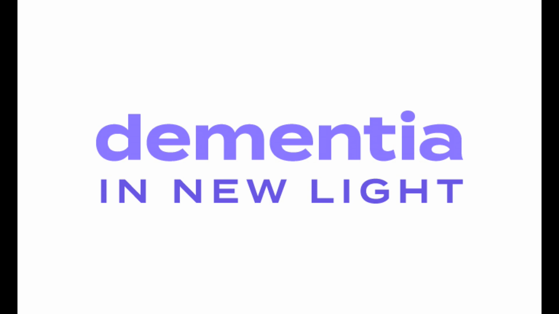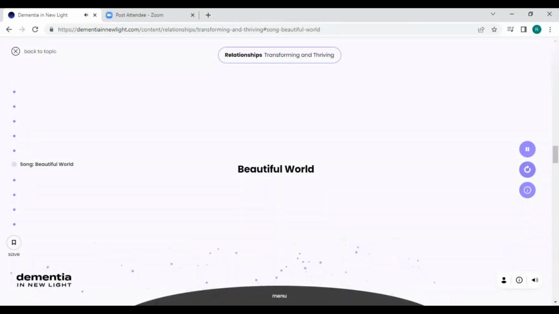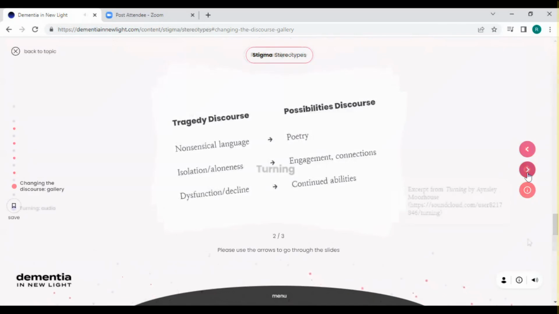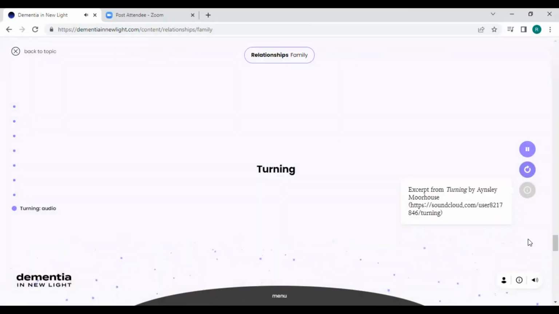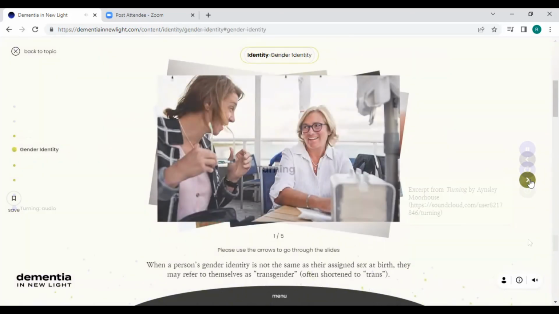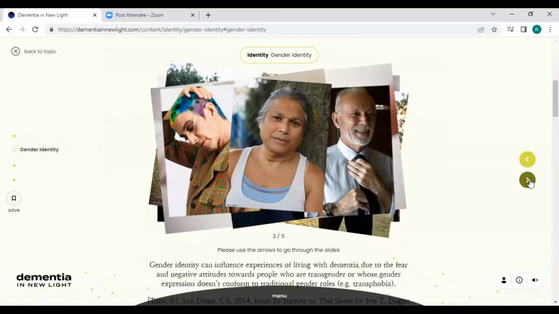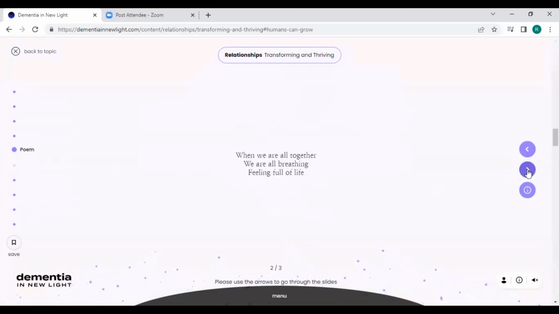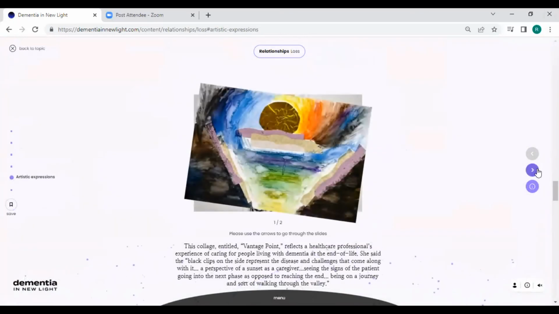There is also a wide variety of resources to support learning in this digital learning experience. For example, types of resources include music, infographics, audio clips, photos, poems, and visual art.